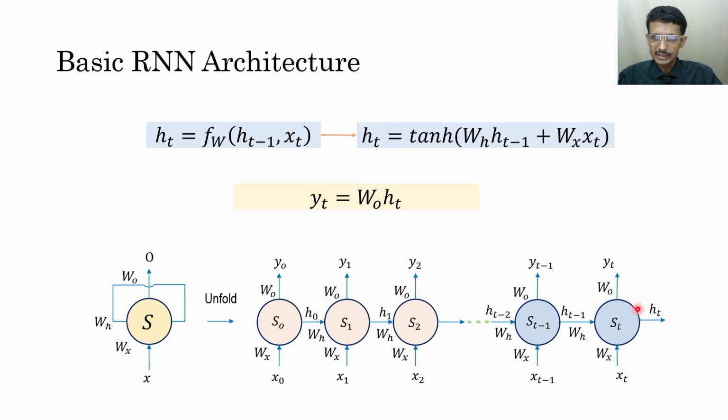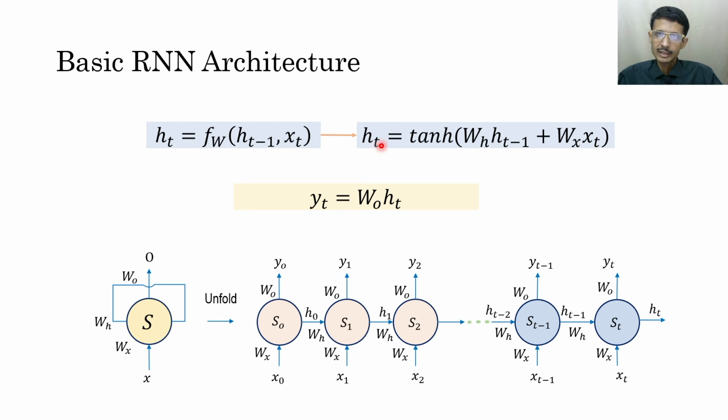Now what do we mean by Ht? In every state, this function is carried out: Ht is a function f of W, where W is the weight, applied to H(t-1), which is coming from the previous state, and Xt, the present state input. If we represent this in a mathematical formula, Ht equals tanh of Wh times H(t-1) plus Wx times Xt. Tanh is the nonlinearity. Wx is the weight matrix for the present input.